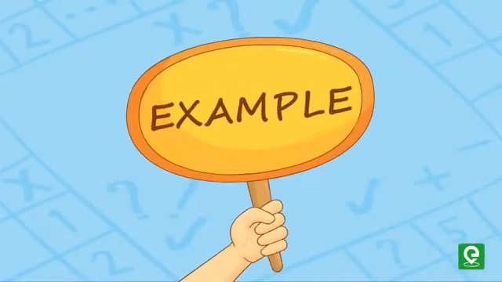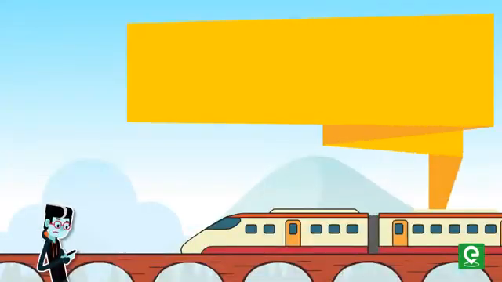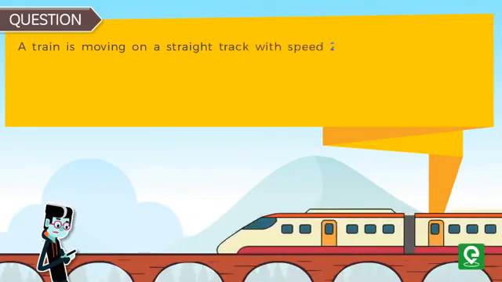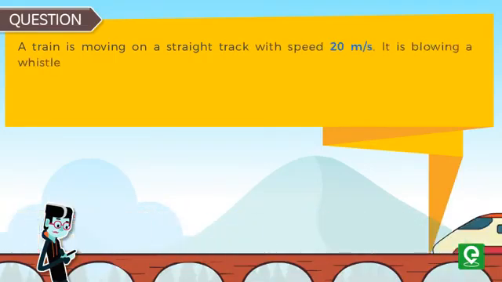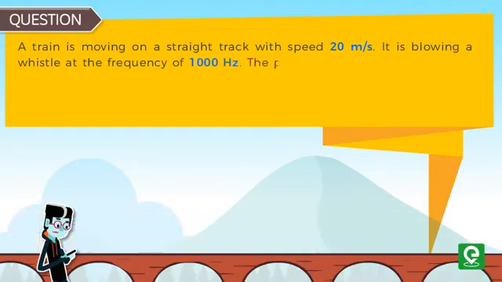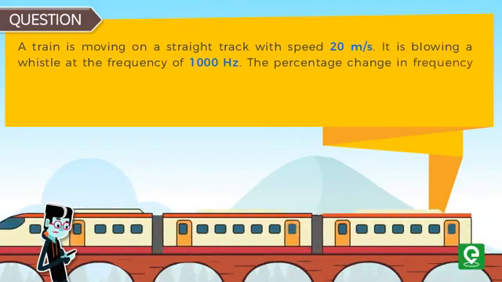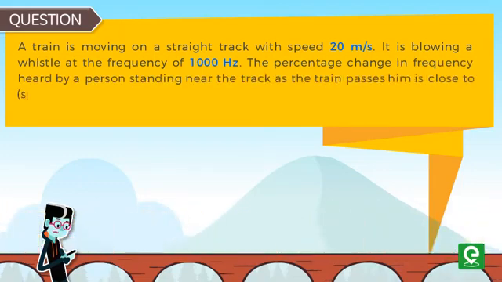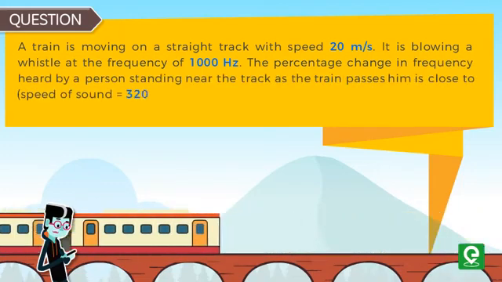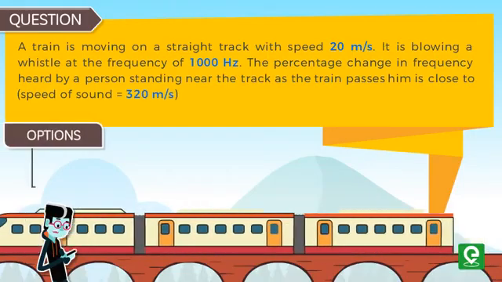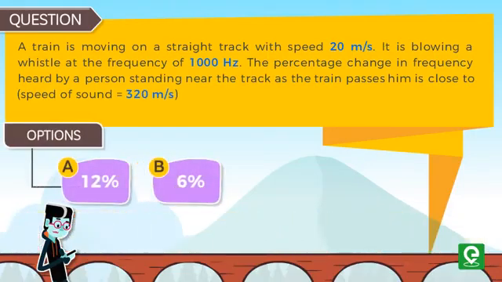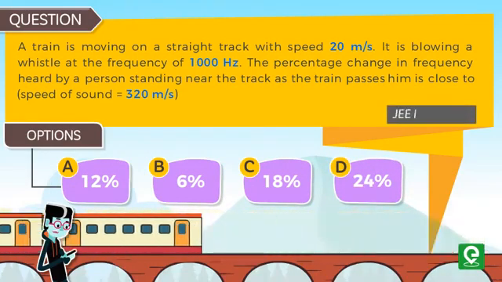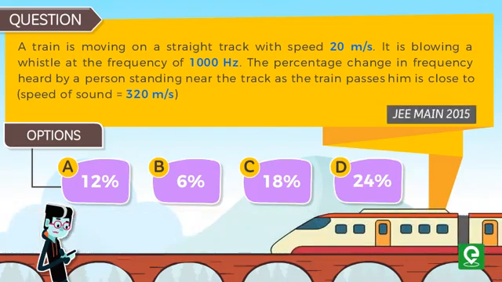Let's solve an example to understand this concept better. Question: a train is moving on a straight track with speed 20 meters per second. It is blowing a whistle at the frequency of 1000 Hz. The percentage change in frequency heard by a person standing near the track as the train passes him is close to (speed of sound is equal to 320 meters per second). The options are 12%, 6%, 18%, 24%. This question was asked in JEE Main 2015 exam.